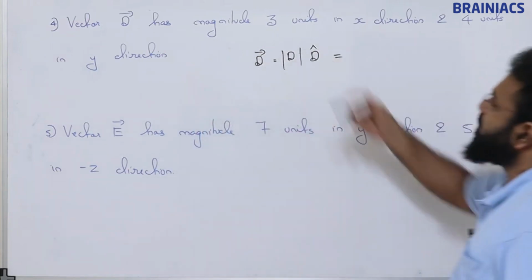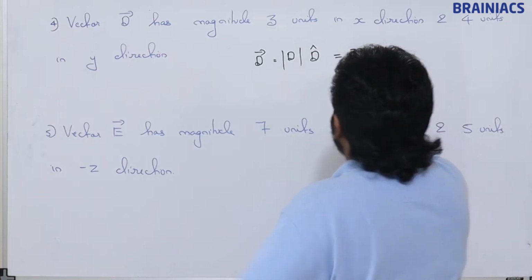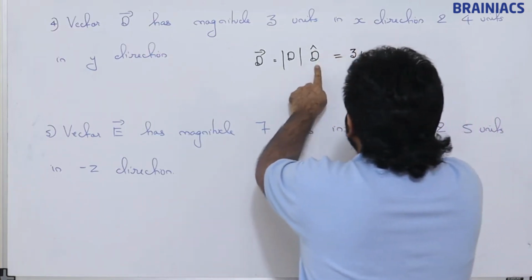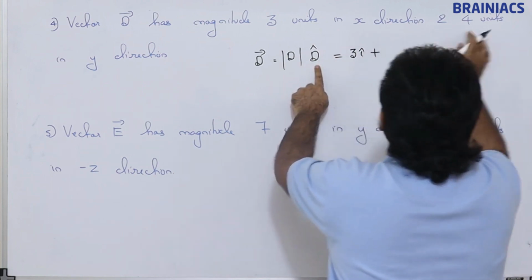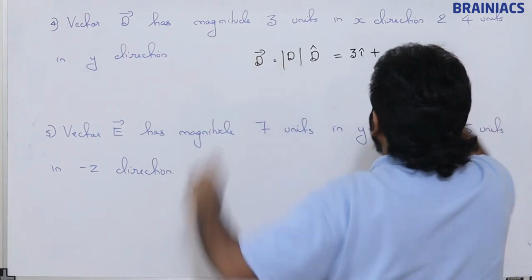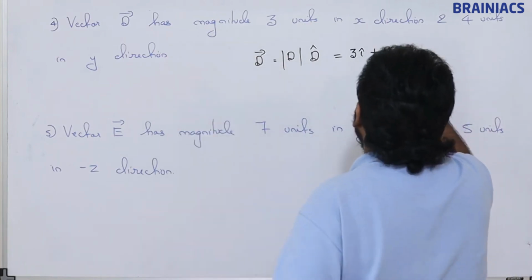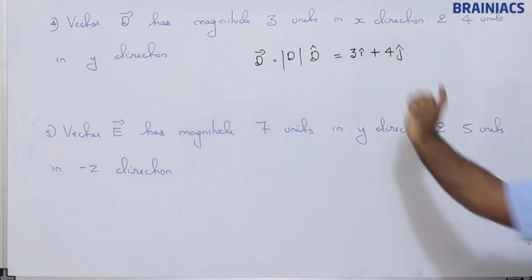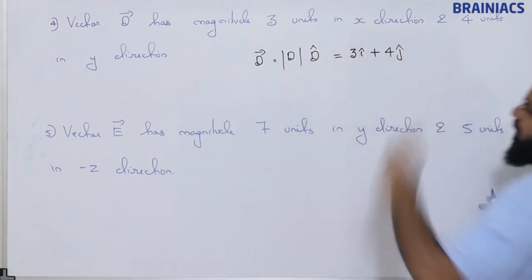Same situation. So vector D has got 3 units, the magnitude is 3 in x direction, so its unit vector is i because of x direction. Then plus 4 units in y direction. So the magnitude is 4 in which direction? Y direction. So we will have to put j. So 3 units in x direction plus 4 units in y direction.